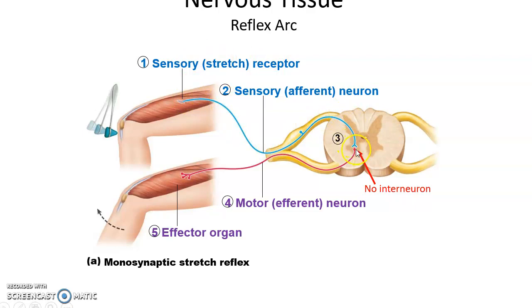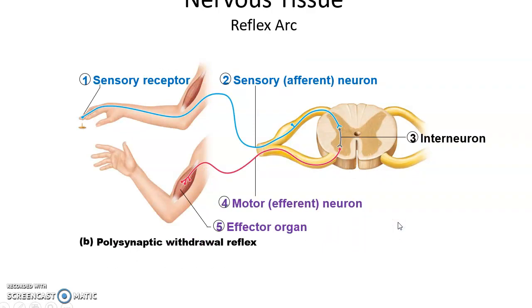That then sends the information via the sensory neuron to the spinal cord. The sensory neuron will then synapse with a motor neuron, which sends out the command to cause muscles to contract so that you kick, the effector being the muscles contracting. So no interneuron is involved. That's why it's monosynaptic. The receptor sends information to the sensory neuron, which synapses with the motor neuron that causes the effector, the skeletal muscle, to cause the kick.